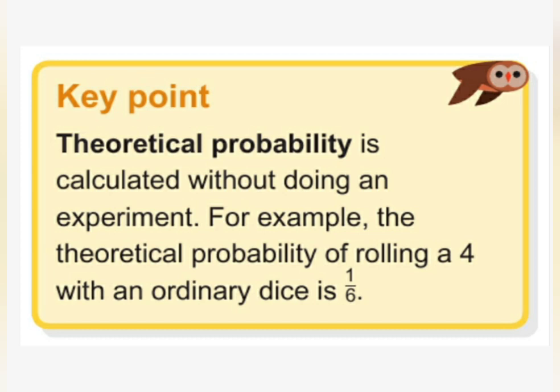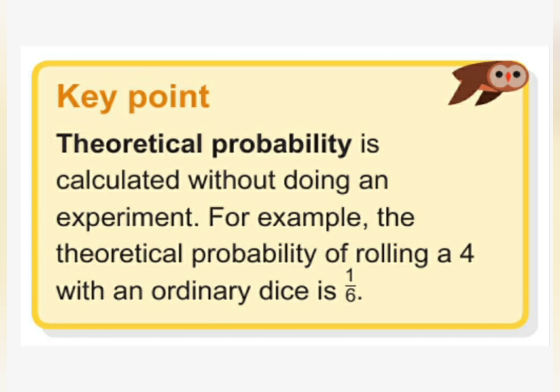In this video, we're going to talk about the difference between theoretical probability and experimental probability. Now, theoretical probability is calculated without doing an experiment. For example, the theoretical probability of rolling a 4 with an ordinary dice is 1 out of 6. So basically speaking, theoretical means in theory the probability of rolling a dice and getting 4 is 1 over 6. And it's 1 over 6 all the time because it's in theory. We didn't do an experiment to find this, but this is in theory.